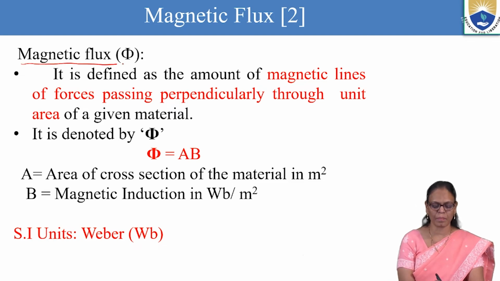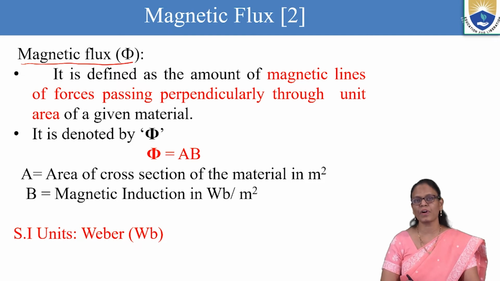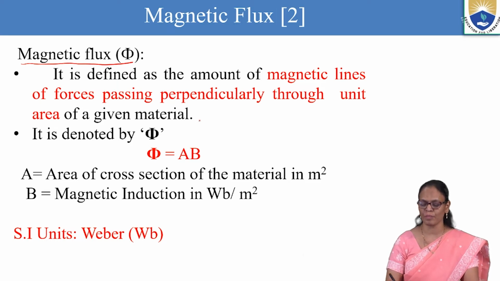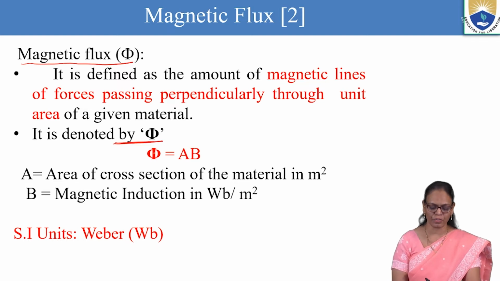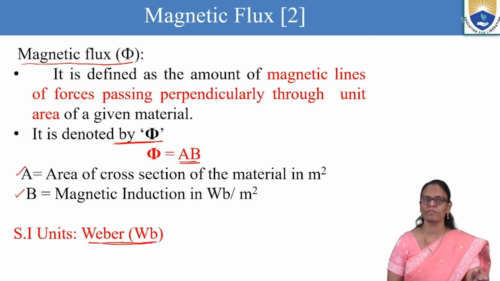Then comes the magnetic flux. What is magnetic flux? It is defined as the amount of magnetic lines of force passing perpendicularly through unit area of a given material. If I have a material that is placed in a magnetic field, the number of lines of force that are passing through the material per unit area gives us the magnetic flux, and that is denoted by phi. And phi is equal to A into B. A is the area of cross section of the material and B is the magnetic induction. So we can measure the magnetic flux knowing the magnetic induction and the area of cross section of the material. This magnetic flux is measured in Webers in the SI system.